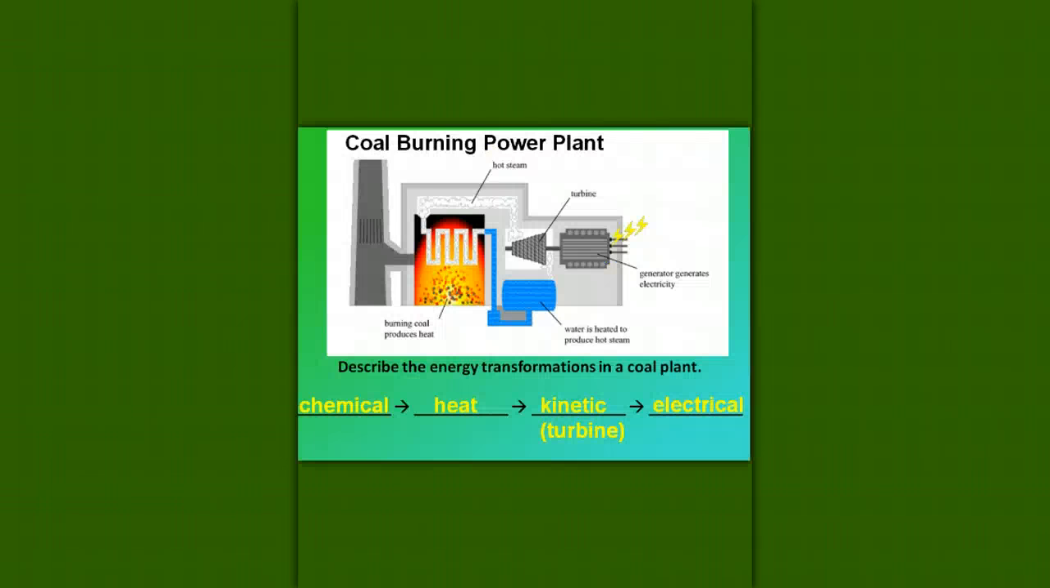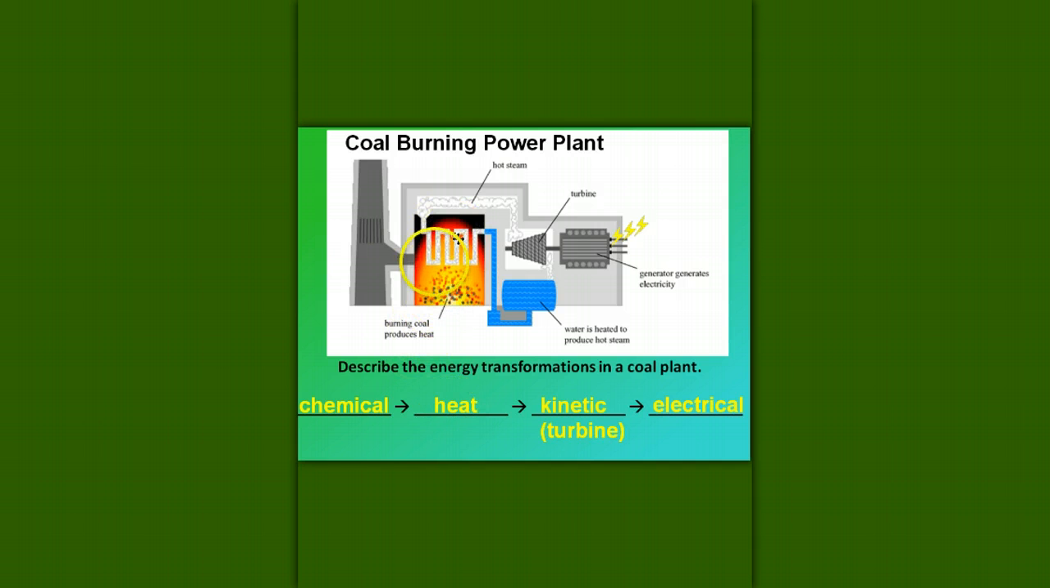All right, so in your little booklet, turn to where it says coal-burning power plant. And I just want you to look at the picture for a moment before we fill in what you see on the screen, where it says chemical to heat to kinetic to electrical. Look up here and let's talk about how. So, it is chemical because we're burning coal and that produces heat. Anytime you burn, that's automatically called chemical because chemicals are released in the burning of it. So, chemical reaction in the burning of the coal. And then it produces heat.